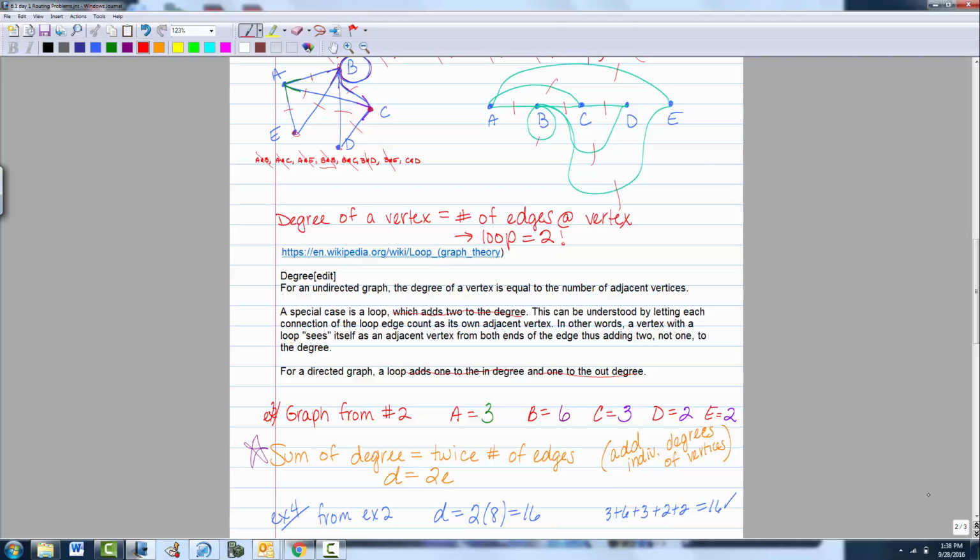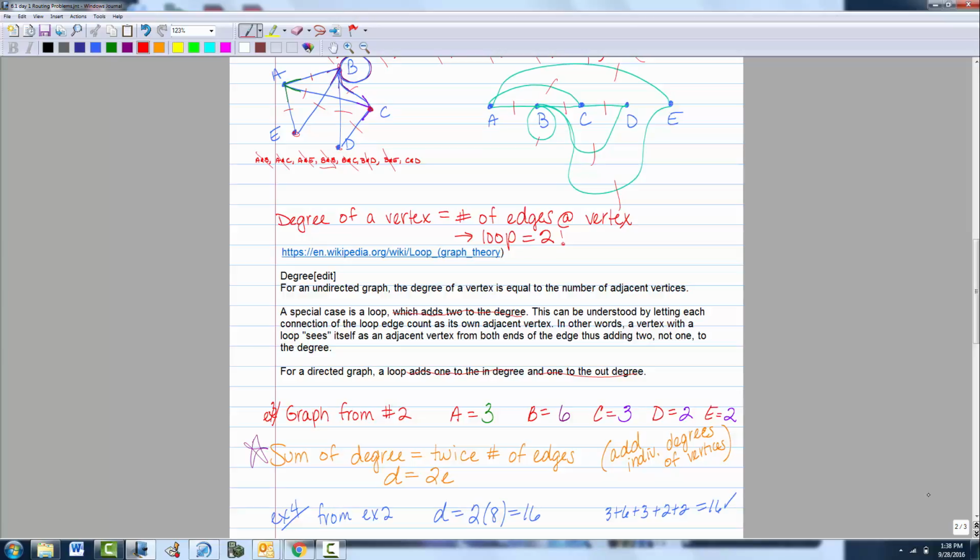All right. So first of all, what's 3 plus 6? 9 plus 3? 12 plus 2? 2 plus 14. 16 is the sum of the degrees. I hate when that goes off because it's awkwardly silent now.